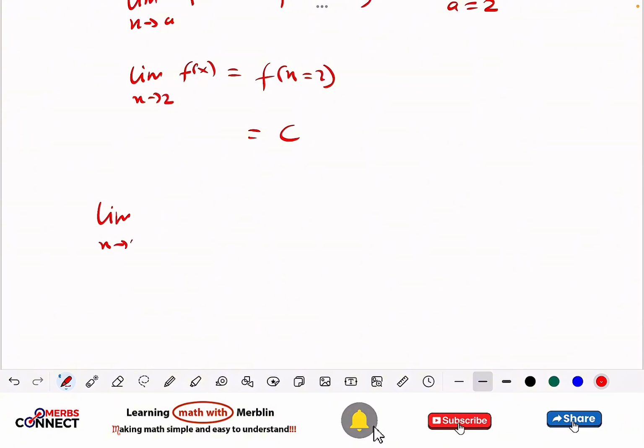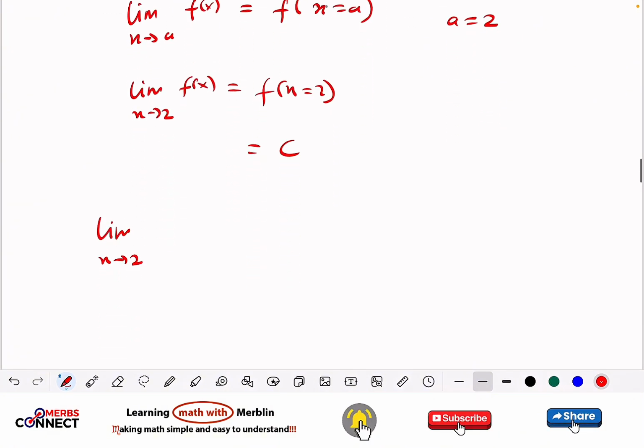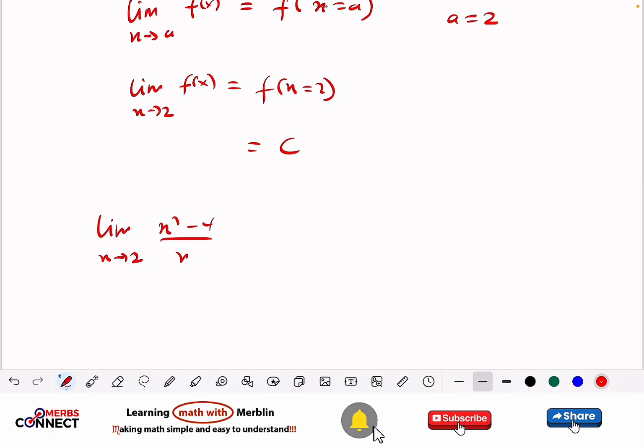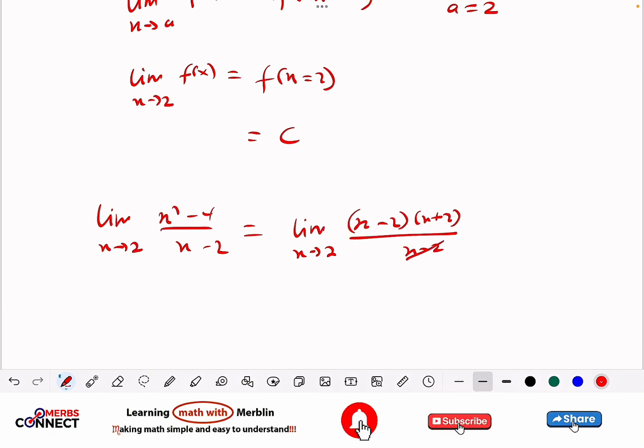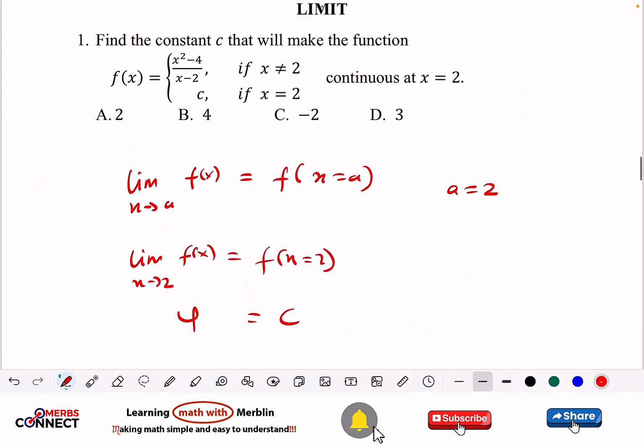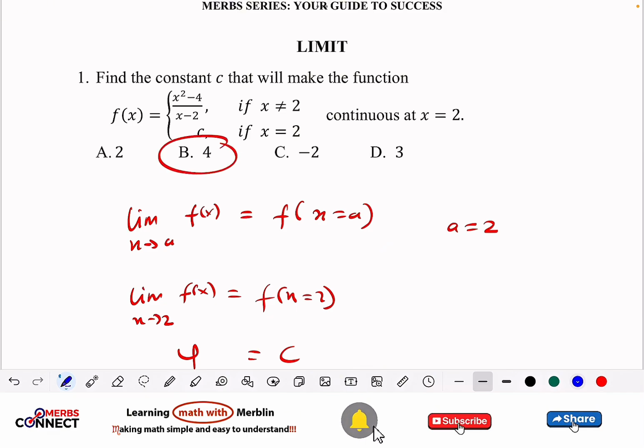Limit x is approaching 2 of x squared minus 4 divided by x minus 2. Let's simplify this and get limit x is approaching 2. This is a difference of 2 squares, x plus 2 times x minus 2, divided by x minus 2. This cancels this, and we have limit x is approaching 2 of x plus 2. So this is 2 plus 2, and we are going to get 4. So this is 4. So c should be 4.